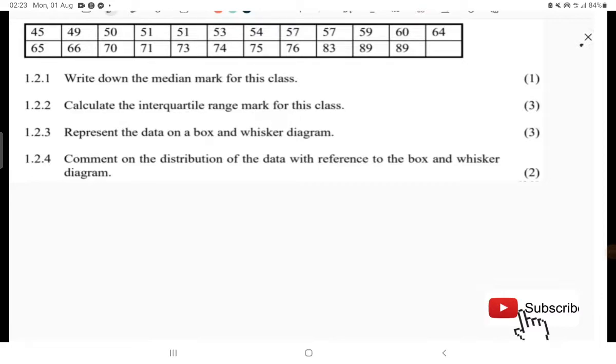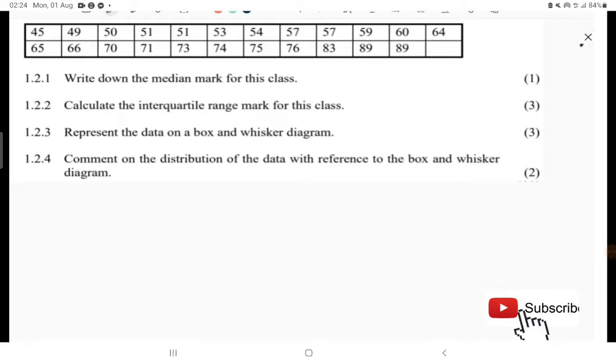Hence, you can see that the lowest number, which is the minimum value, is 45. Then the maximum value, which is 89. Now, since one part of our work is done for us, we can continue to answer the following questions, minding the fact that you must always check whether your data is arranged or not. If it's not, then you have to arrange it.